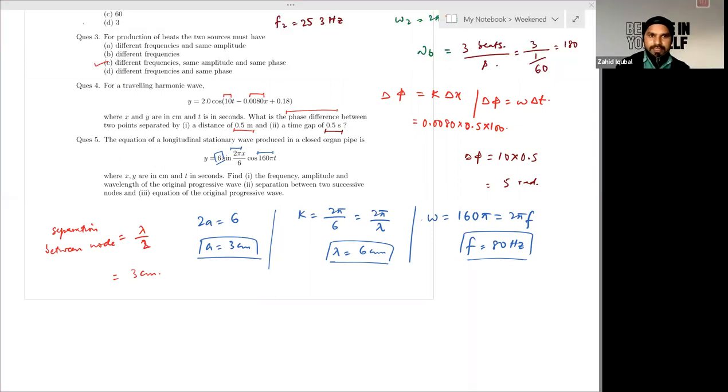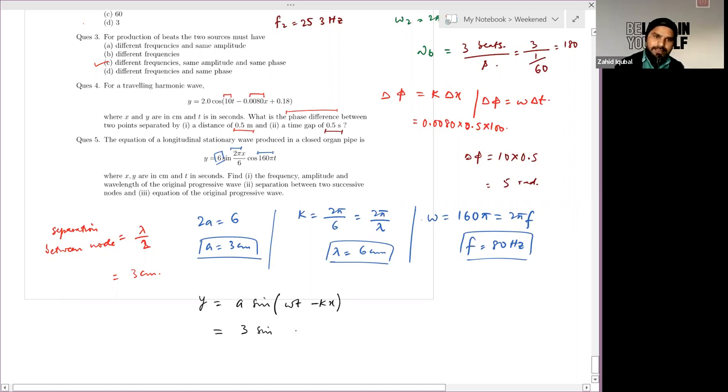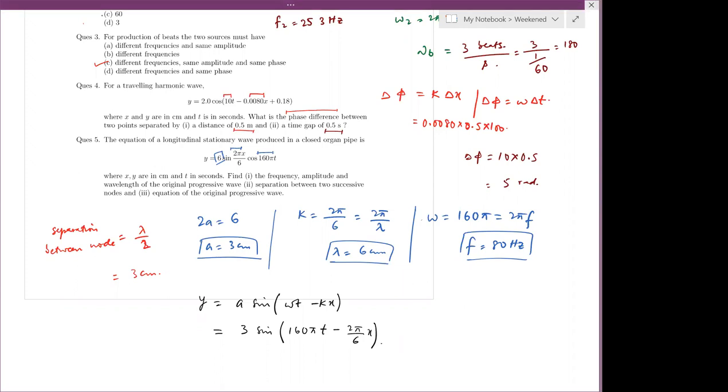Last part, we have to write equation of progressive wave related to this part. So general equation will be y equals a times sine omega t minus kx, in which we have a as 3 centimeter, omega is 160 pi t, and k is 2 pi by 6 x. So this will be the general equation of progressive wave related to this part. Mamuna, any doubt? No, sir.